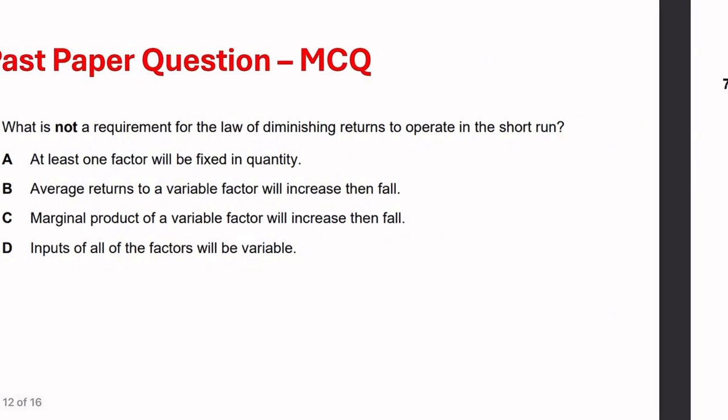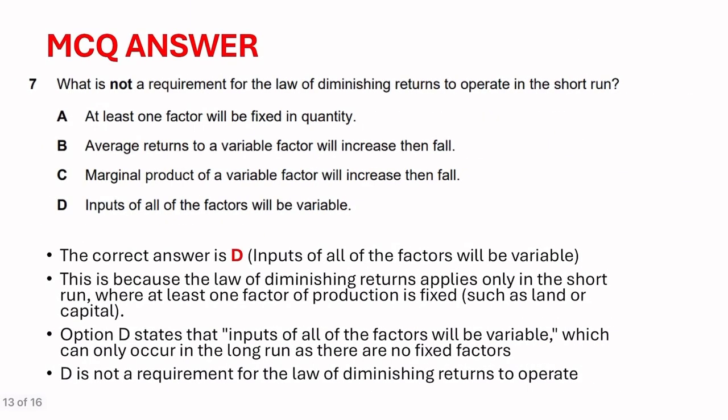The correct answer is D. Inputs of all the factors will be variable. This is because the law of diminishing returns applies only in the short run, where at least one factor of production is fixed, such as land or capital. Option D states that inputs of all factors will be variable, which could only occur in the long run as there are no fixed factors. D is not a requirement for the law of diminishing returns to operate.